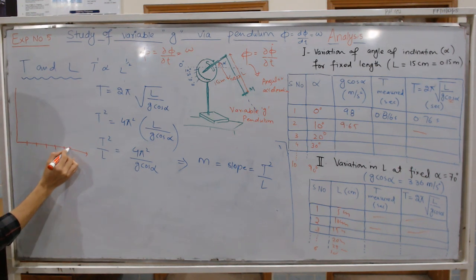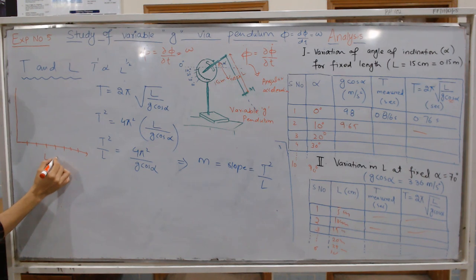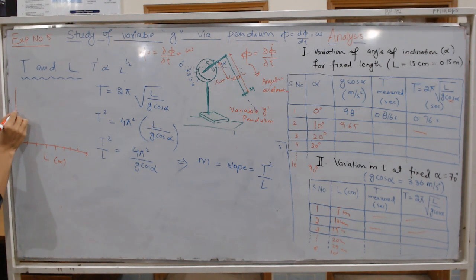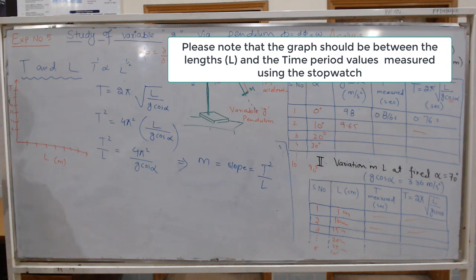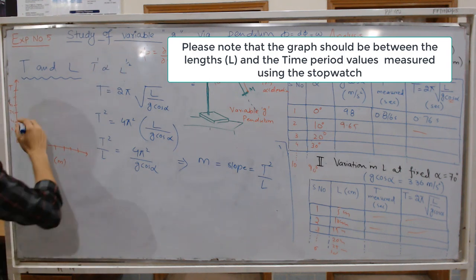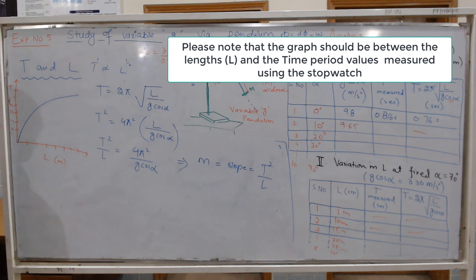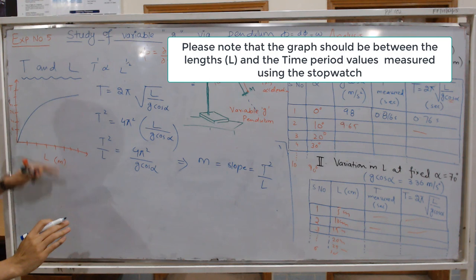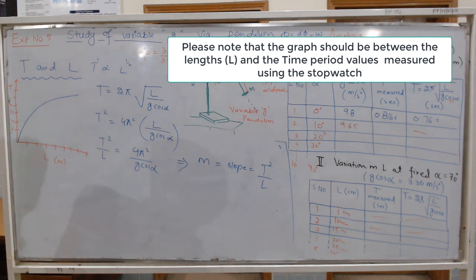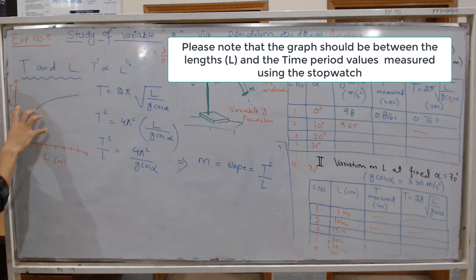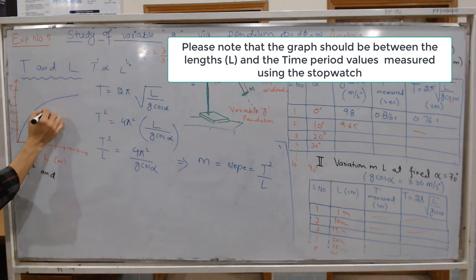On this axis, we are having the length in meters, let's say, and on this axis, we are having the time period, T, in seconds. Let's say 1 second, 2 seconds, 3 seconds, 4 seconds. If I draw the relation in this case, it will be like this. It will not be increasing linearly. So, to calculate the slope, we will be plotting this graph as well, but for the slope calculation, we will be plotting a graph between T square and L. This is the graph between T and L.